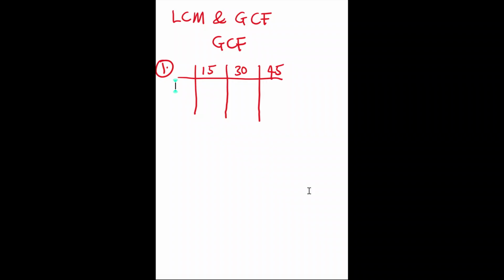So just watch how I do this one. In this question we have 15, 30, and 45. I can't start with 2 because 2 will not divide 15. 2 will divide 30, but 2 will not divide 15 and 45 evenly. So I'm going to start with 3. If I do 15 divided by 3, I get 5.